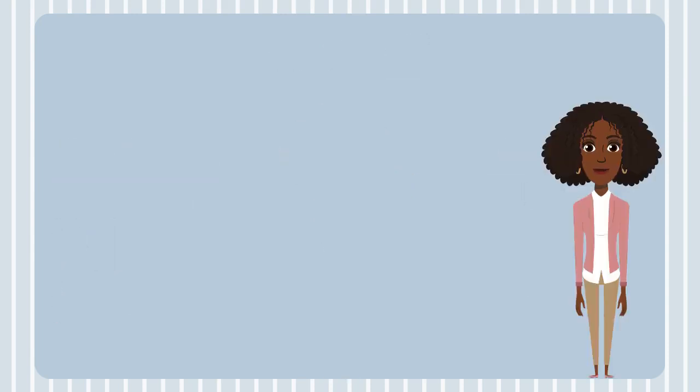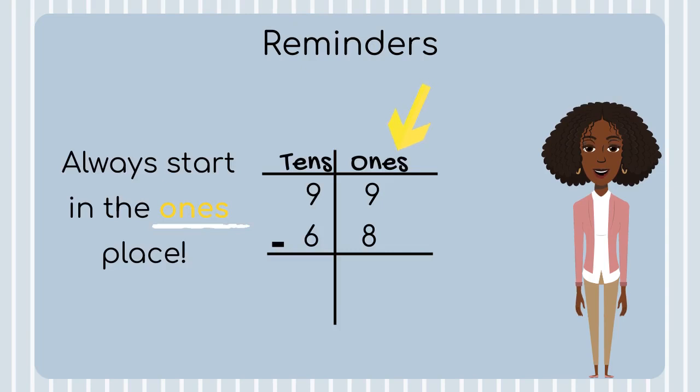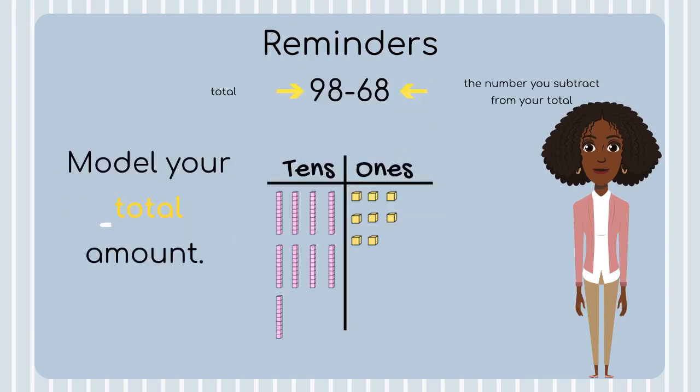Before you go, let's talk about some important things to remember about subtracting two-digit numbers. The first thing is to always start in the ones place. The next thing to remember is that when you're subtracting, you always model your total. Your total is all you have. And if you try to model both numbers in a subtraction equation, that wouldn't really make sense because your total is all you have and you have to take away from that total.